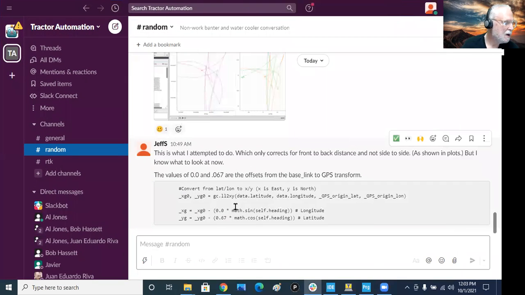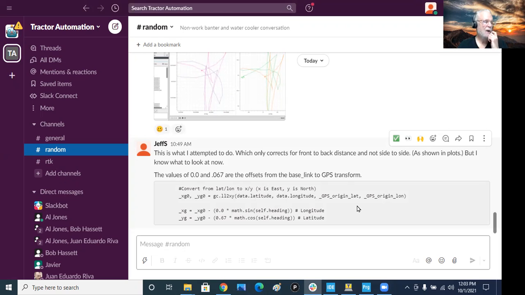There's a function here called LL2XY, contained in that library, I think it's called geodetic transforms or something. You pass in the latitude and longitude we've just read, and you pass in the origin latitude and longitude that's specified in the code. I should pull up the real code here. I don't know how long it'd take me to find that. Basically it returns an XY location, but that's the XY location of the GPS, not of baselink.